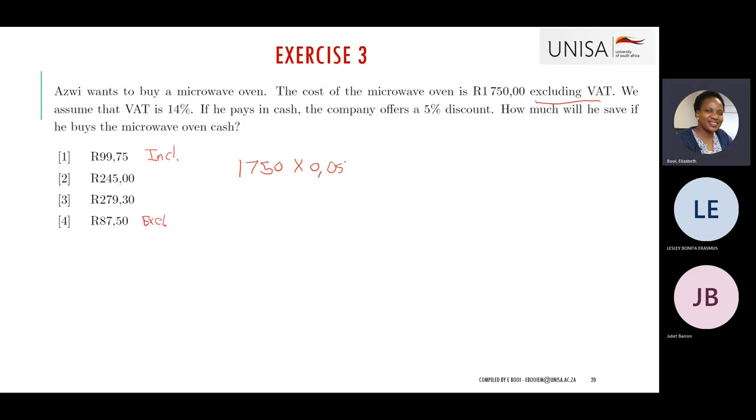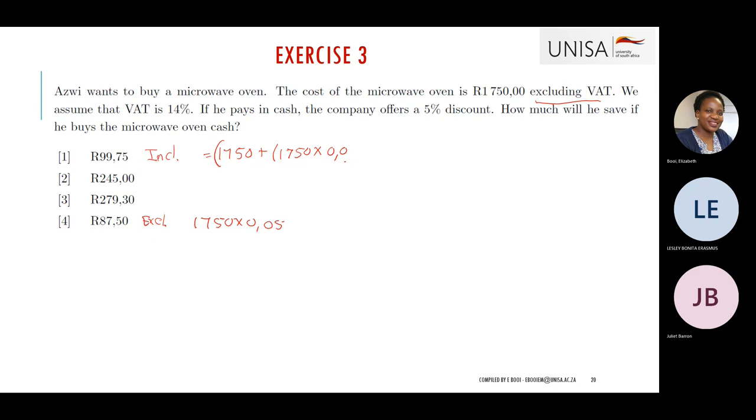maybe I should do it this way. 1,750 times 0.05 if you are excluding VAT. If you are including VAT, it will be 1,750 plus you also need to add the VAT, which is 1,750 times 0.14. And close the bracket and multiply that with 0.05. And that would give you 99.75. But they didn't say it includes VAT.